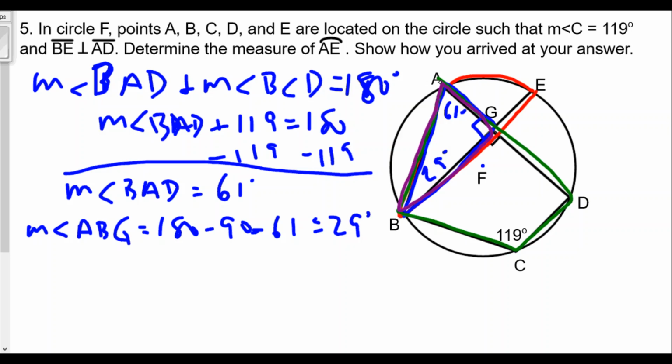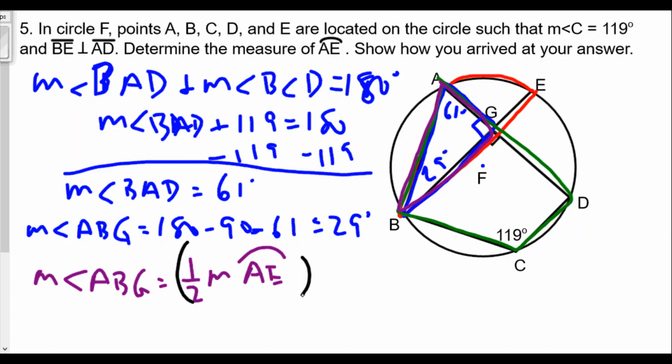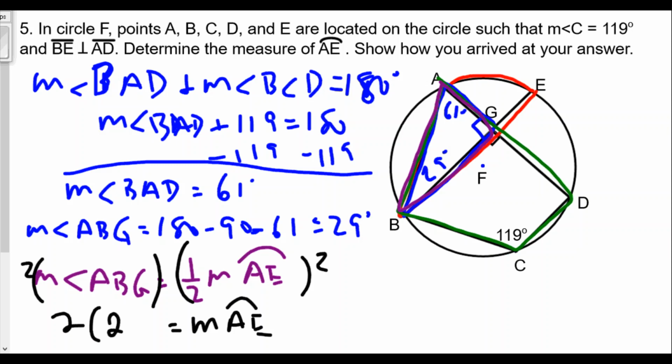So, that being the case, we can now use that the measure of angle ABG is 1/2 the measure of arc AE. Well, that means, if we multiply both sides by 2, that the measure of arc AE is equal to 2 times 29 degrees. And that will give us an arc measurement of 58 degrees.